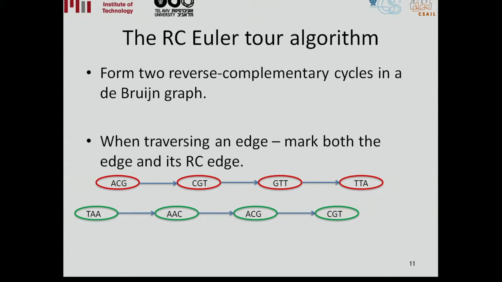So if we can fulfill this process, then at the end of the day, we will have two cycles, one reverse complement to the other, and each of them will be half the size of the total sequence and will provide us a solution. And in fact, the running time of this is optimal.